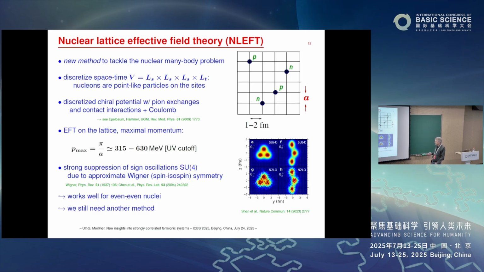So for even nuclei, which means an even number of protons and an even number of neutrons, you can use SU4 very nicely. But as soon as you add additional protons and neutrons, then the SU4 symmetry is destroyed, and we need another method to come to equally precise calculations as this one. So we still need another method. This was published in Nature Communications some say a year ago, and this guy is now a professor at the Hang University. He was a postdoc at that time.